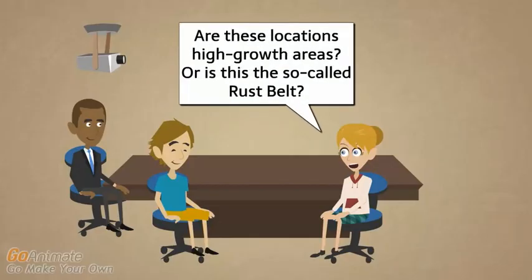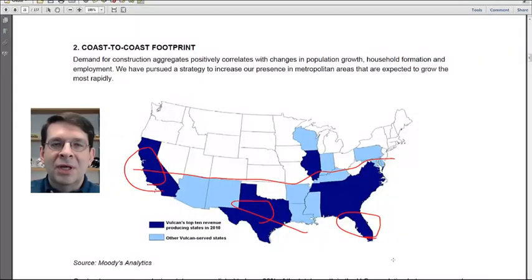Are these locations high growth areas? Or is this the so-called Rust Belt? Okay, so Alabama is the state with the good college football team. Alaska has polar bears. That's how you want to keep them apart.